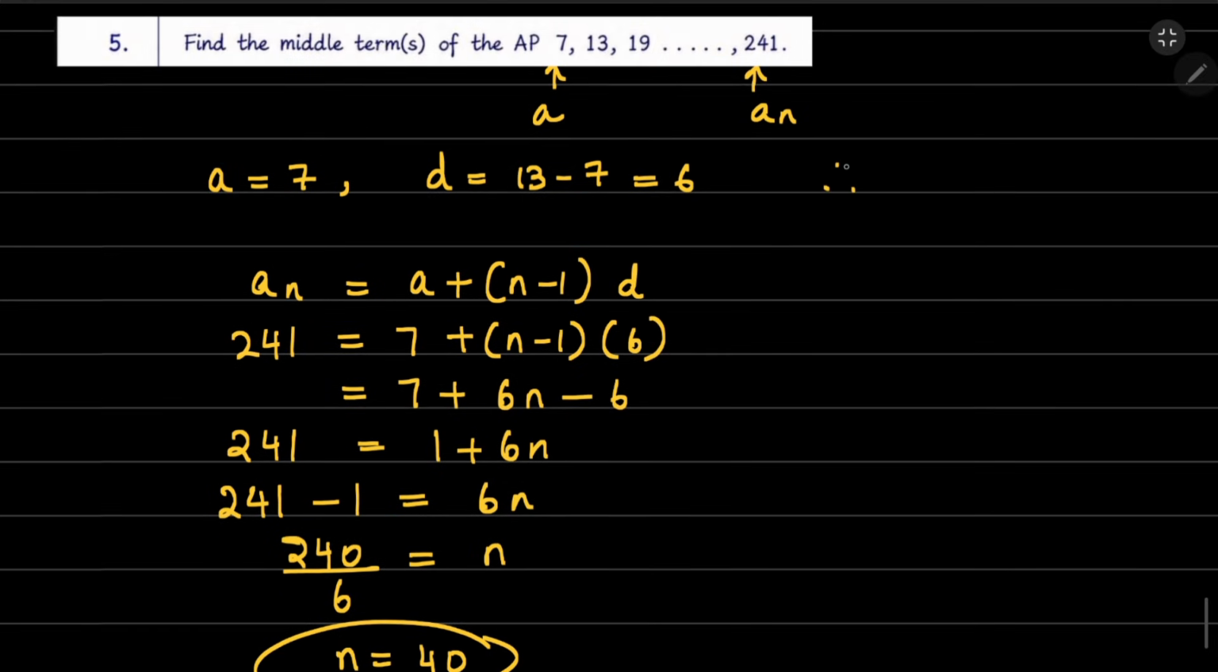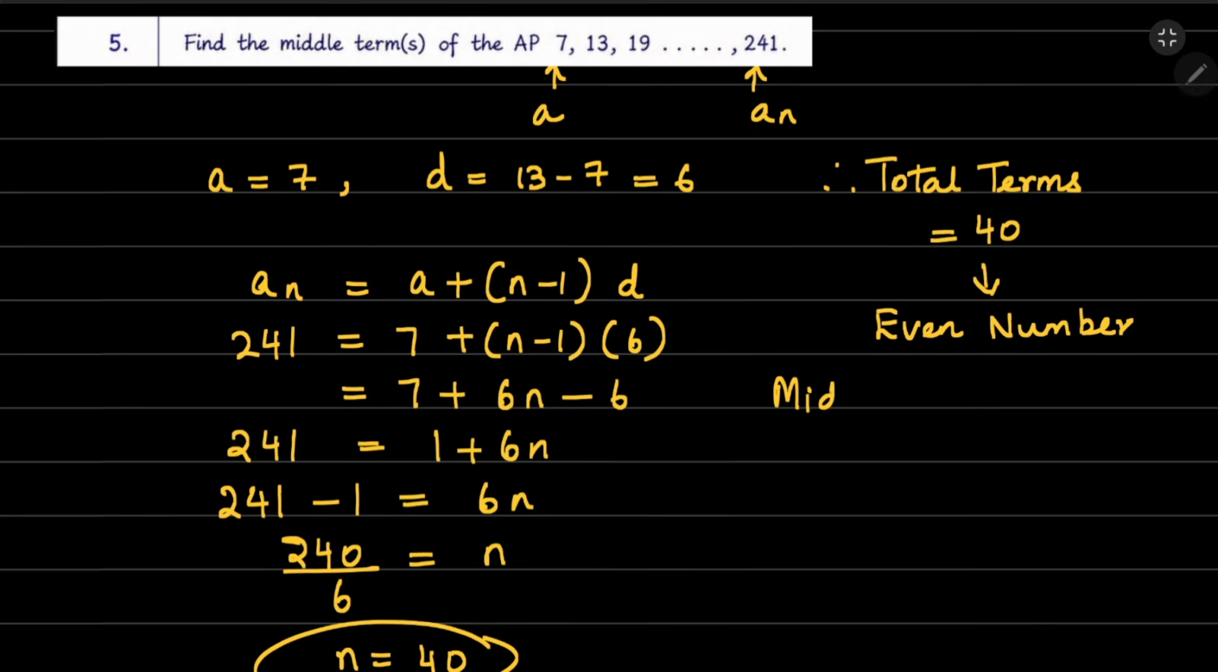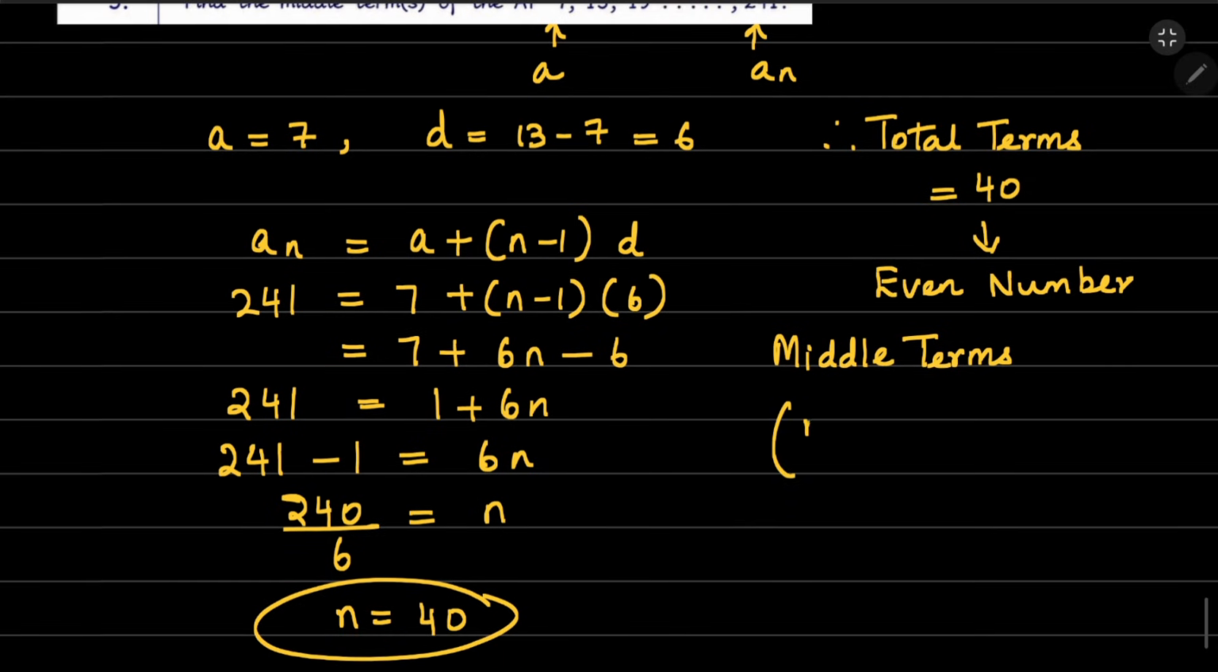So you are getting the total terms, which is nothing but 40. And 40 is an even number, right? So whenever the total number of terms is even, there will be two middle terms. The middle terms will be the n by 2 term and the n by 2 plus 1th term. These two will be the middle terms in case of even numbers.